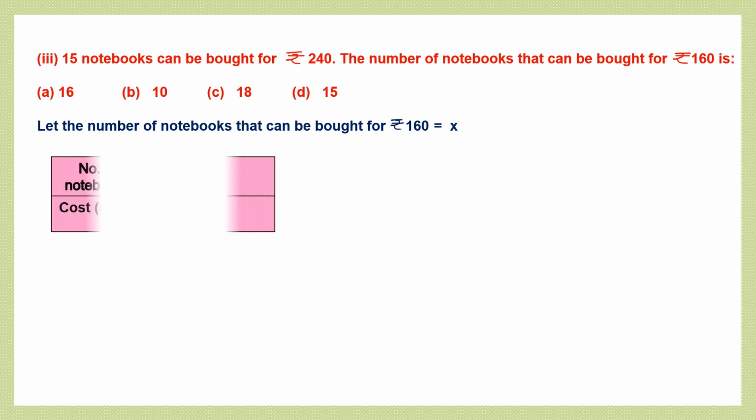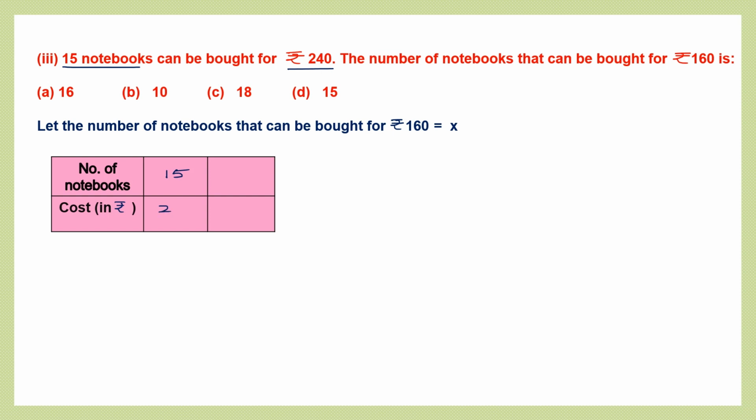Now let's get a table ready. So here we have two columns, number of notebooks and the cost in rupees. So first we have 15 notebooks. So let's write that 15 notebooks, and the cost is 240 rupees. And then here we have the number of notebooks is what we need to find. We're going to write X there, and the amount is going to be 160 rupees.